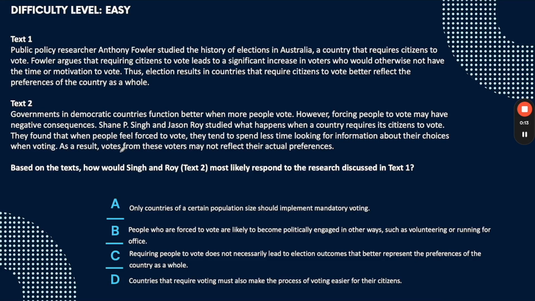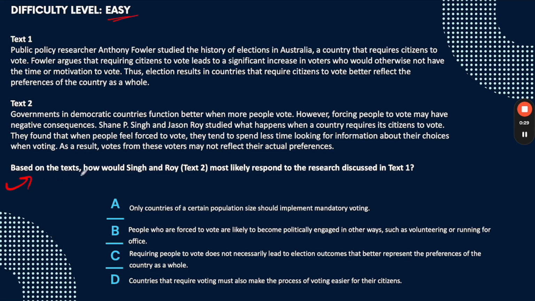So here we have the first question on cross-text connection, and the difficulty level of this question is easy. So what was the step 1? The step 1 was to read the question stem and to understand what we are supposed to do while reading the text. So let us read the question stem now.